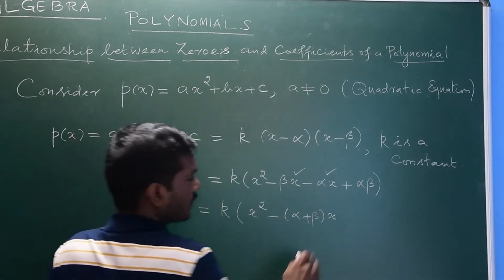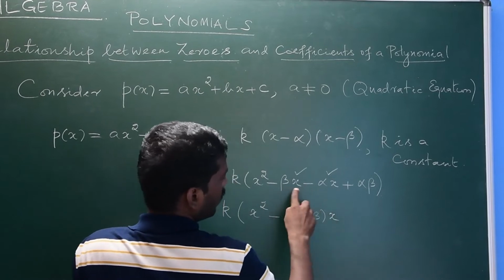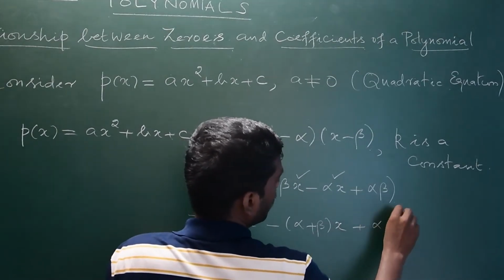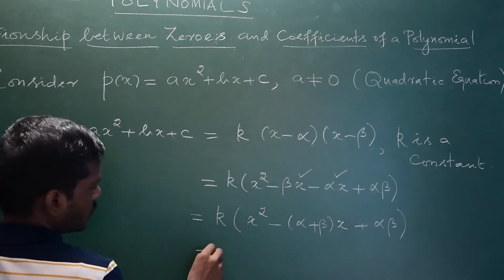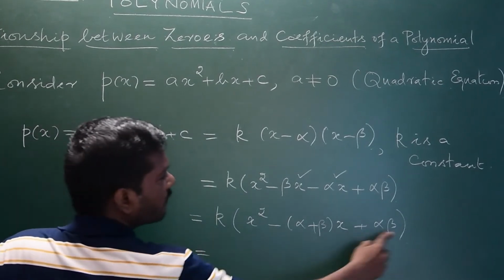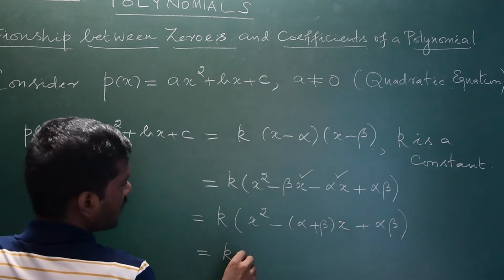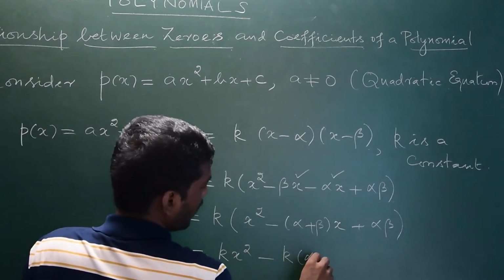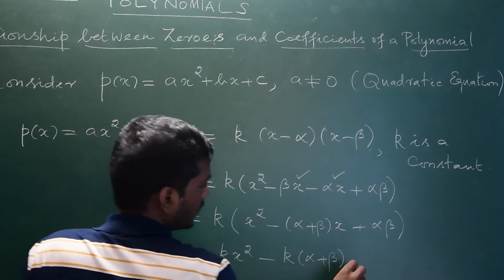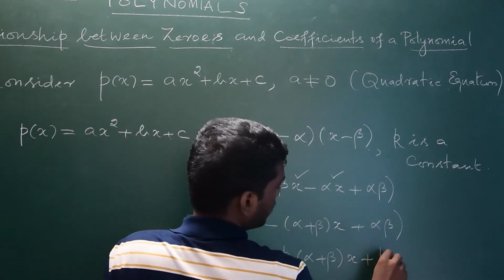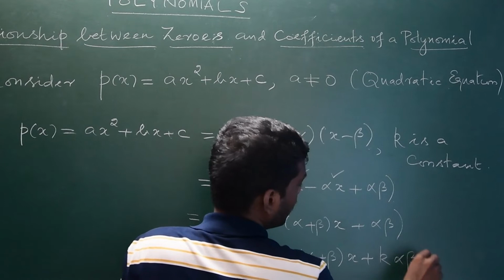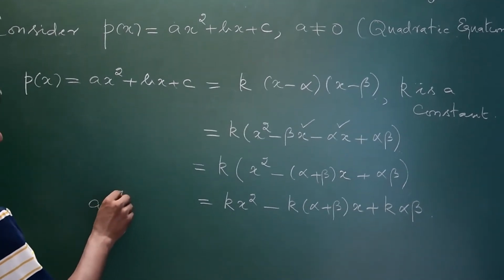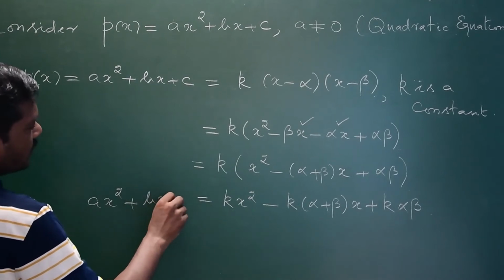So you pull out x and keep alpha and beta together. So alpha plus beta, right? So now you distribute k to every term. So this is kx square minus k times alpha plus beta times x plus k times alpha beta. This is nothing but ax square plus bx plus c.